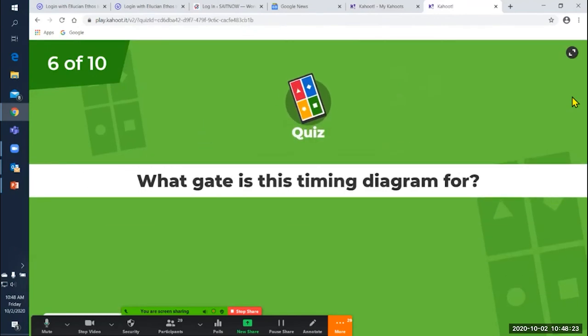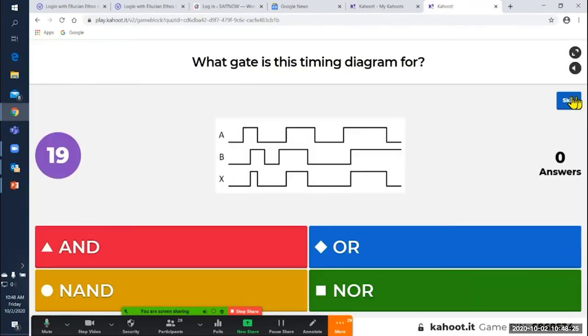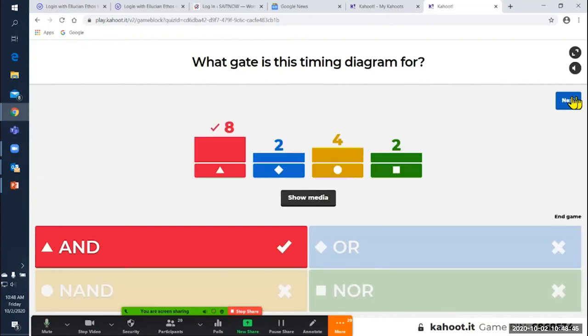Next question. What gate is this timing diagram for? This is not written in my traditional way to demonstrate it. This is a real world situation. I've got an A and B signal, and I've got an X output, and I'm trying to work out what sort of gate it is. What sort of gate will give me that result? And most of you got it. Good.